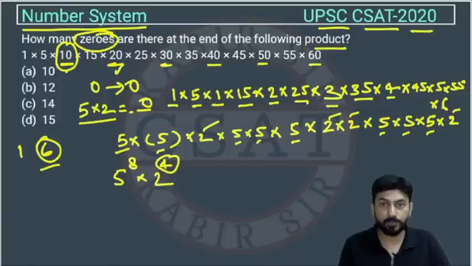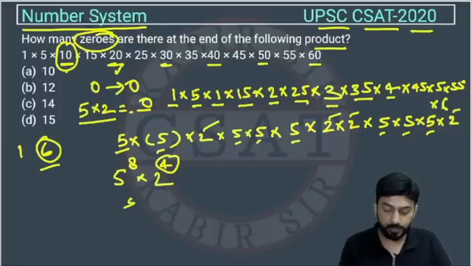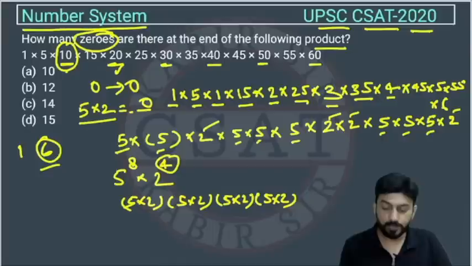सो हमारे पास 2 कम है, 5 ज्यादा है यहाँ पे. सो हाउ मेनी पेयर्स वी कैन मेक? ओनली 4, राइट? सो इट विल बी लाइक 5 into 2, 5 into 2, 5 into 2, 5 into 2. अब हमारे पास 2 खत्म हो गए, राइट? बट 5 हमारे पास बच्चे हैं अभी भी 4.